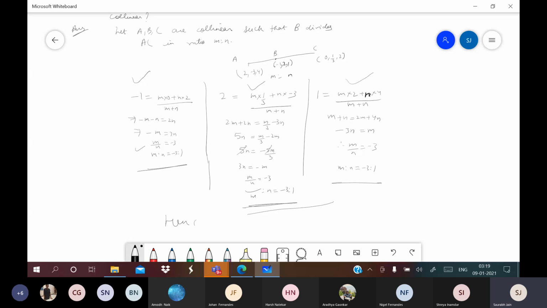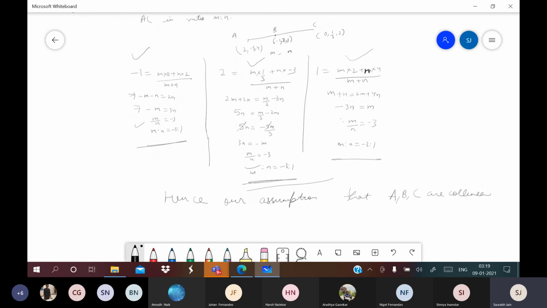Hence our assumption that ABC are collinear is true. And what will be the next line? And we see that B divides AC externally in ratio 3:1. We have even checked this also. B divides AC externally in ratio 3:1. This is the way to write this answer. Is it clear?